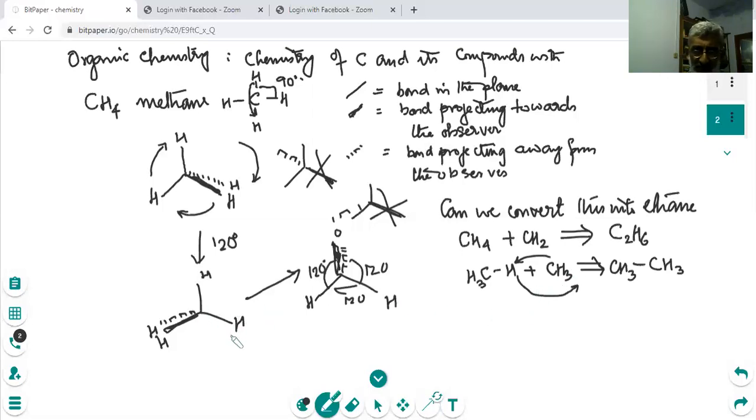Now let me do the same thing here. I have all these three hydrogen atoms. I'm not doing anything with them. I'm putting the hydrogen here. Now here, I'm putting a CH3. Remember, I'm not talking about any chemical reaction here. I'm just asking you to replace one of these hydrogens with a CH3.